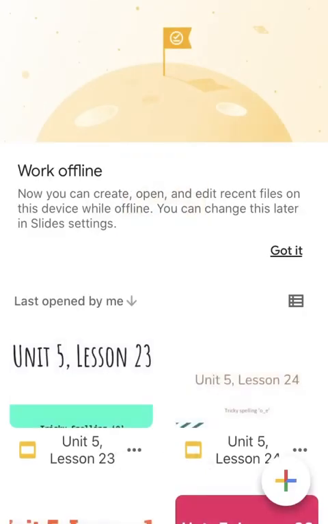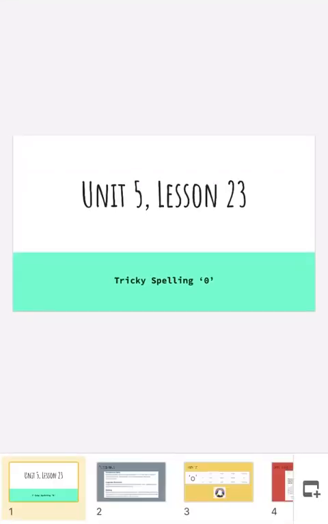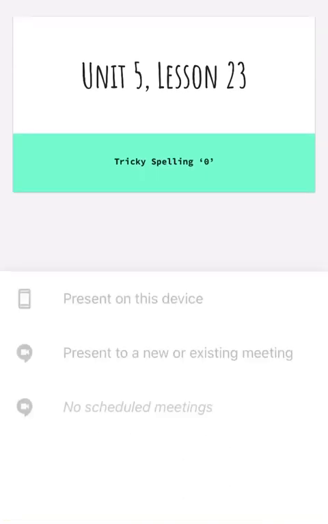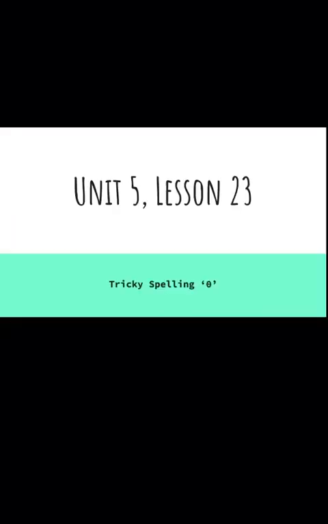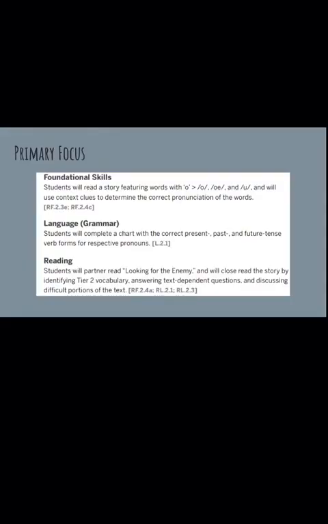Hi boys and girls, today for skills we are doing lesson 23, and in this lesson we are talking about the tricky spelling O, which brings me to our primary focus slide. These are our goals for today's lesson.